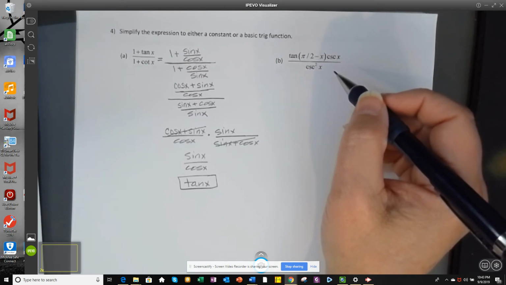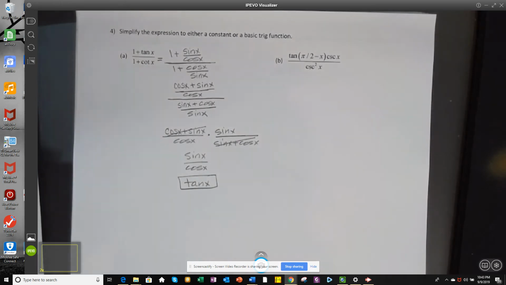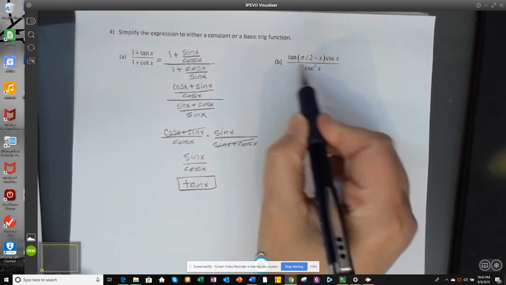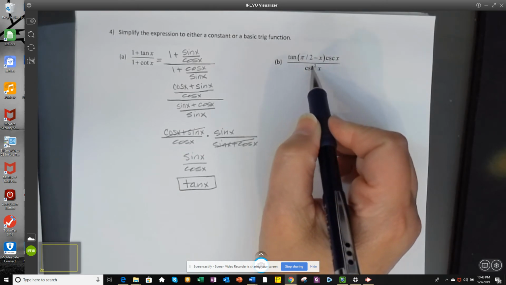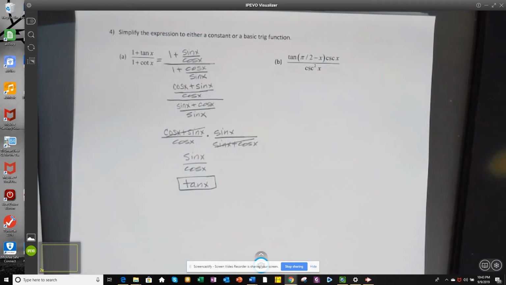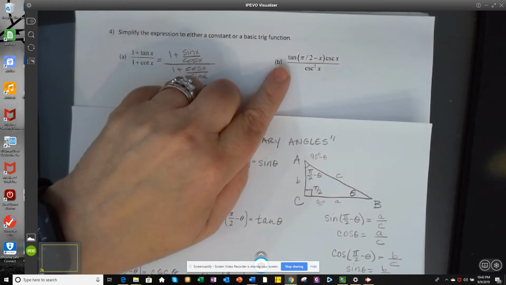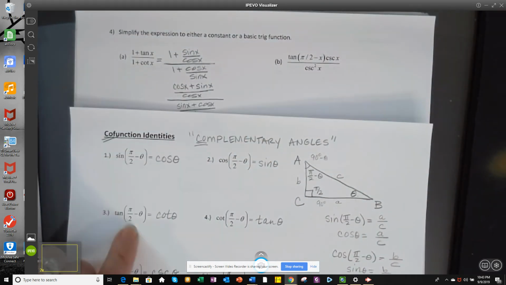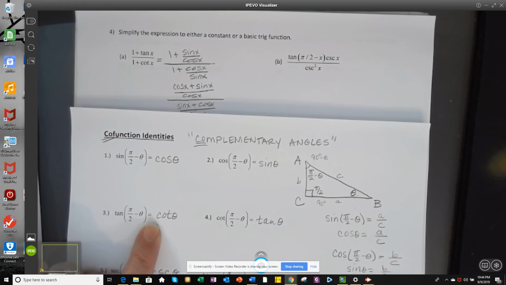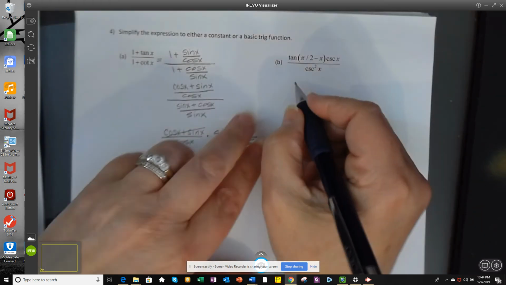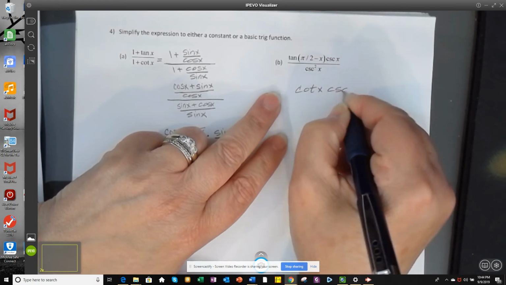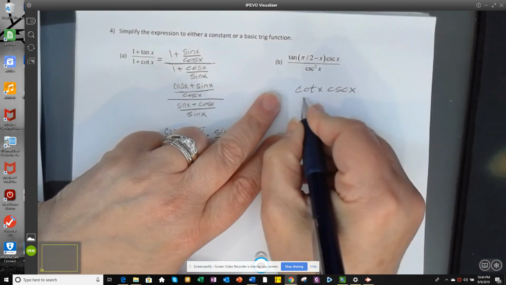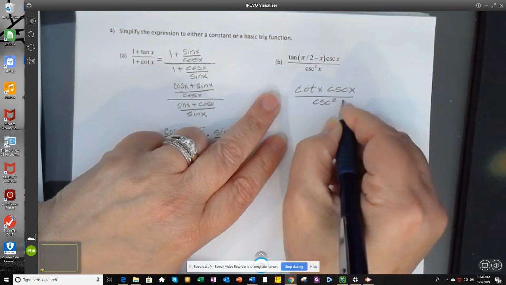Let's see, what can we do? Well, seeing this is a clue because that's a cofunction identity. And what is the tangent of pi over 2 minus x equal? Well, let's go back. I got to find my sheet over here. The tangent of pi over 2 minus x is equal to the cotangent of x. All right, so we're going to change that. So this is the cotangent of x times the cosecant of x all over cosecant squared x.